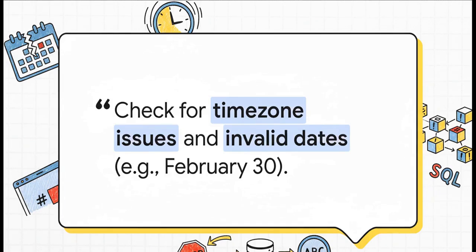Oh yeah, this is where the really sneaky bugs love to hide. Time zones are a legendary source of headaches for developers and testers. But also, just think about invalid inputs. What does your system do if someone tries to enter February 30th? Does it handle leap years correctly? These are fantastic places to go bug hunting.